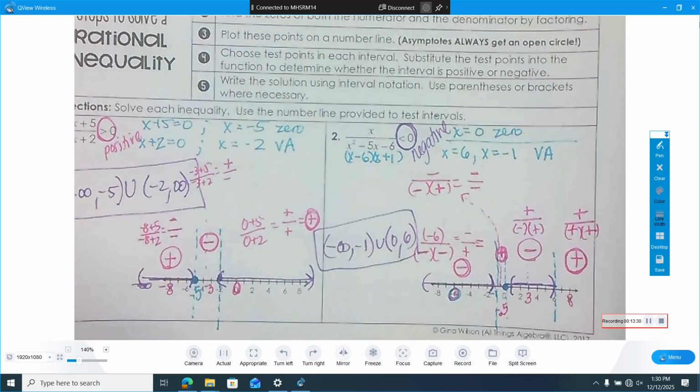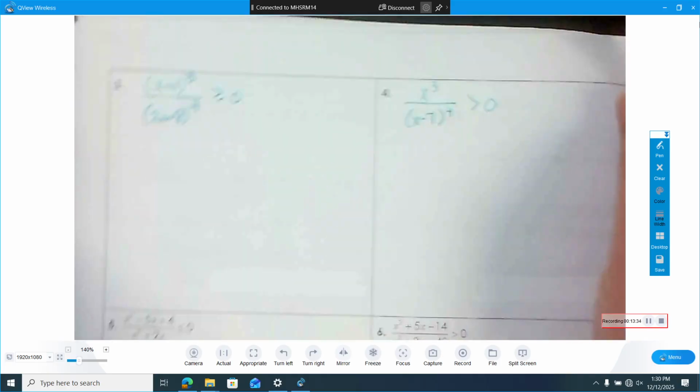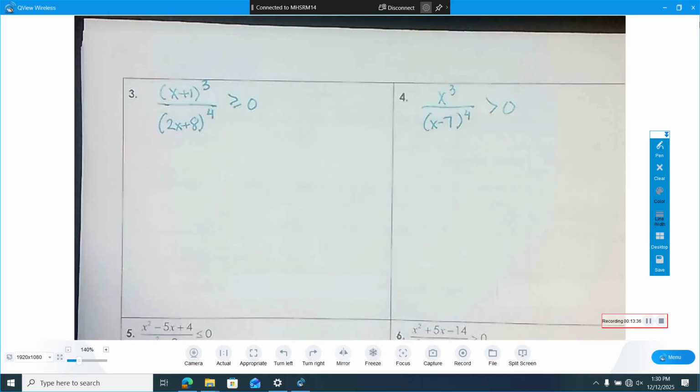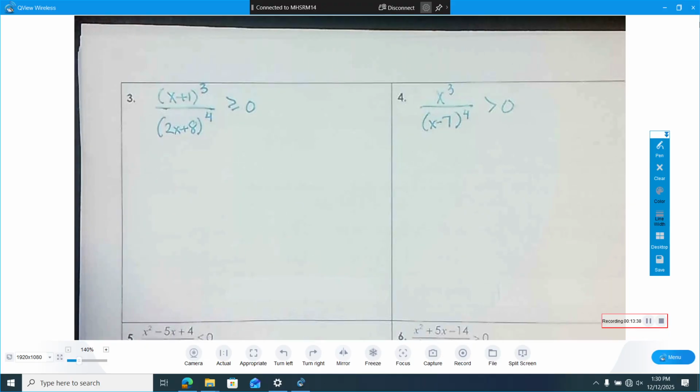Okay. We're going to do 2 more. And again, I changed them. So this is the kind you're going to see on Delta Math. So we have x plus 1 quantity cubed over 2x plus 8 quantity to the 4th power. And we want to know, where is it greater than or equal to 0?